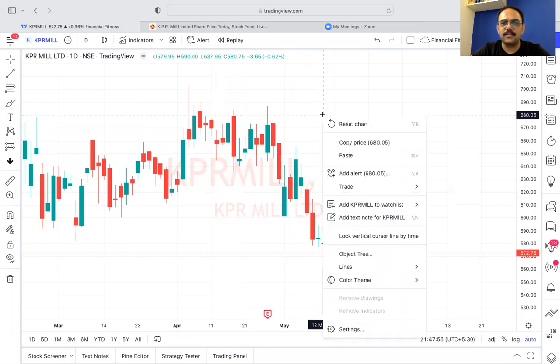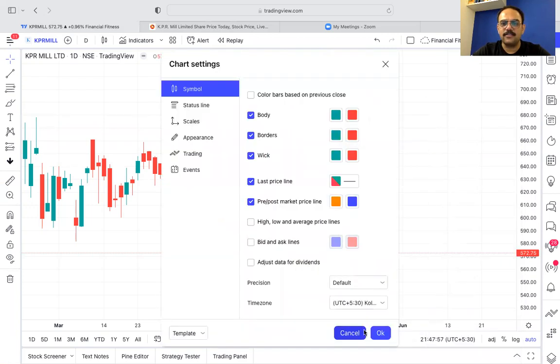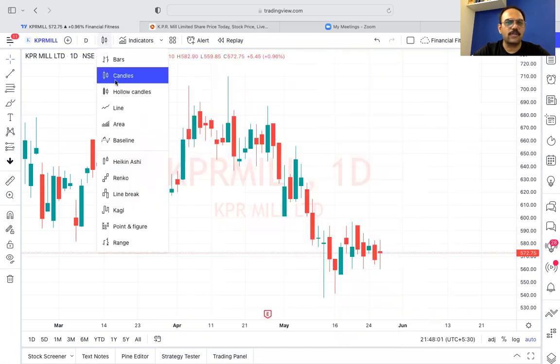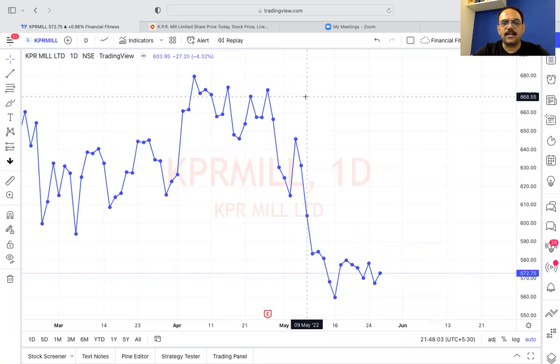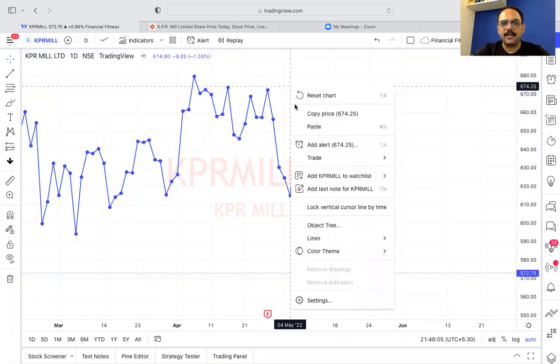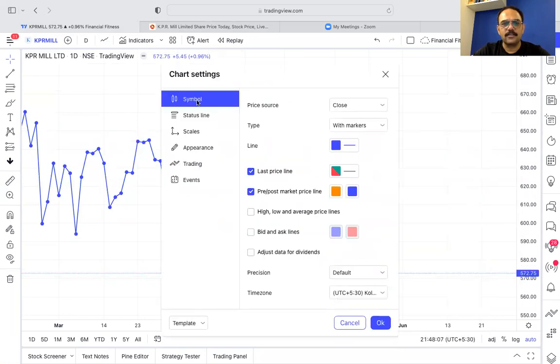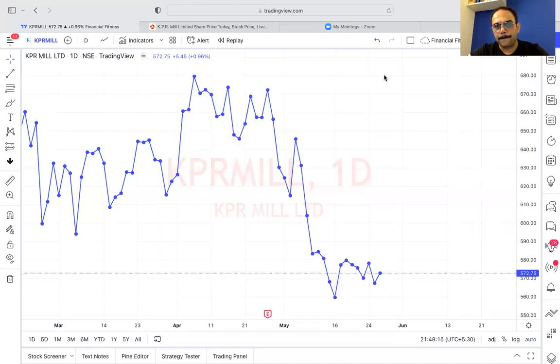Akanksha is asking where is the dot chart. You have to go in settings. Okay, first you have to change it to line chart. Line chart, right click, settings, symbol, select with markers. So it will give you the dots. Fine, everyone okay?